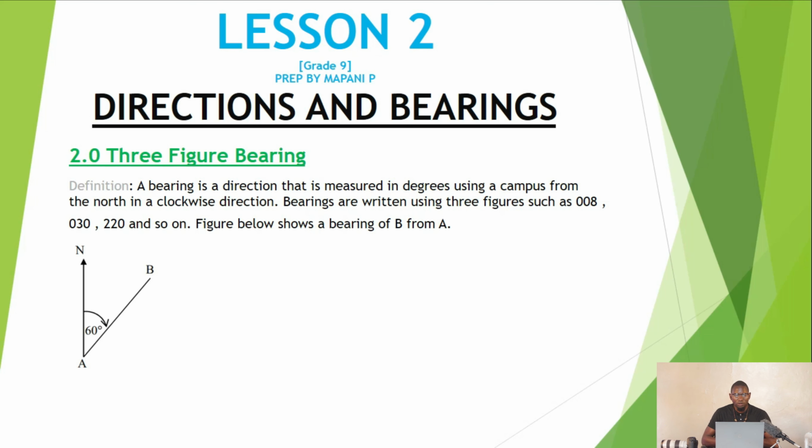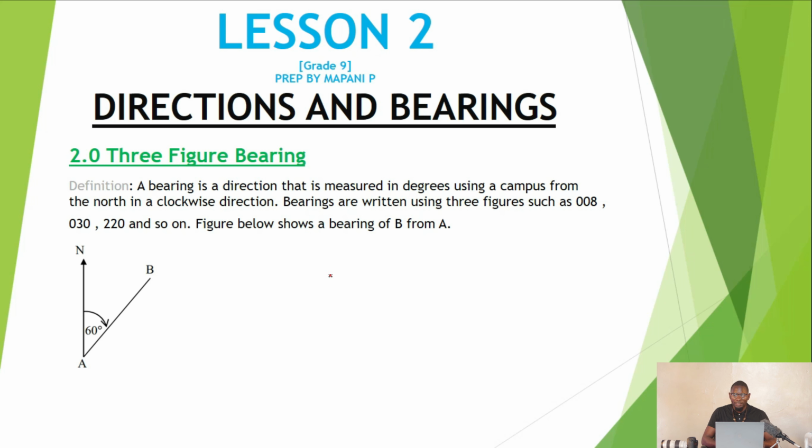So this is lesson 2. We're going to continue with three-figure bearings. So we just need to define a few words that we need to understand when you're looking at the three-figure bearing, which is the bearing. So what is the bearing? A bearing is simply a direction that is measured in degrees using the compass from the north.